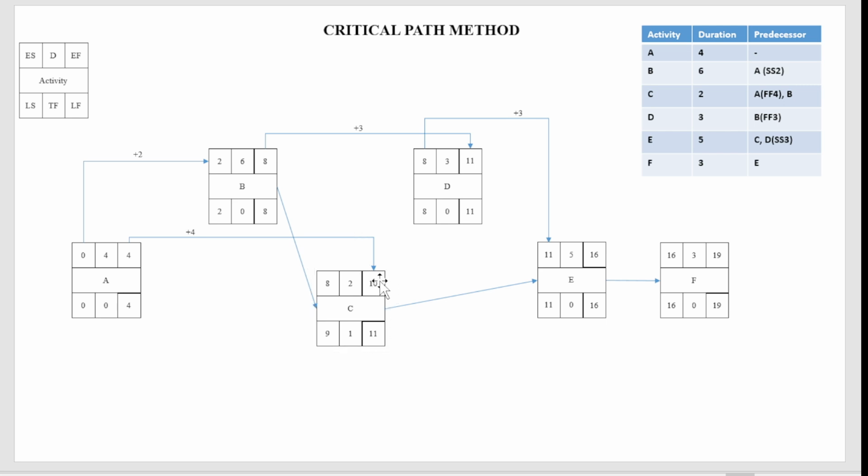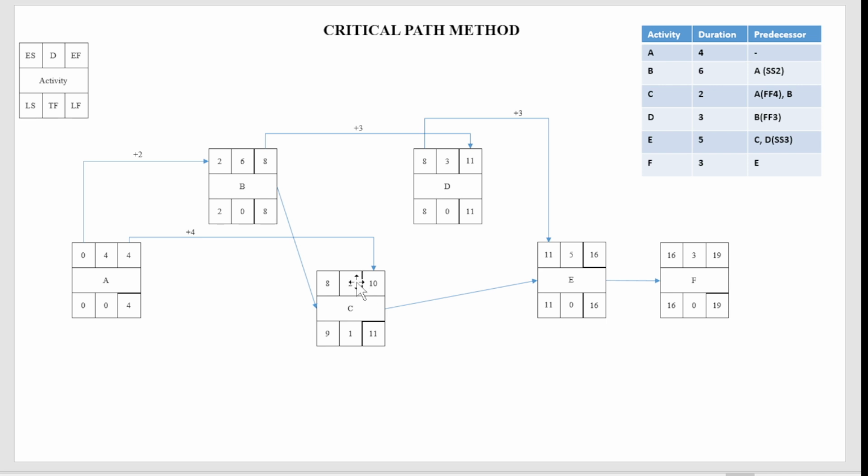If you take 8 over here, since it has finish to start relationship, 8 plus 2 will be 10, which means you will get a higher value over here. You can think in a different way. Let us consider you don't have this relationship with B. In this case, what will happen? 4 plus 4 will be 8. You will write 8 over here.